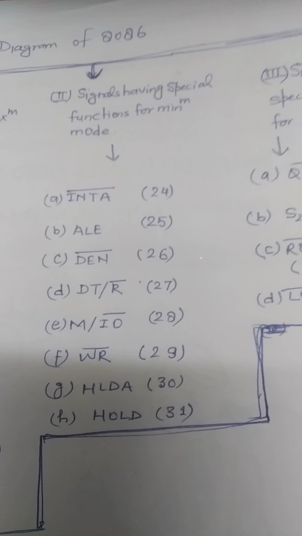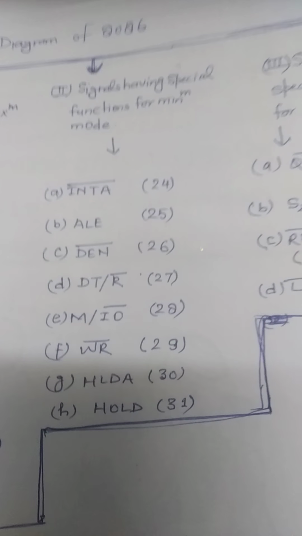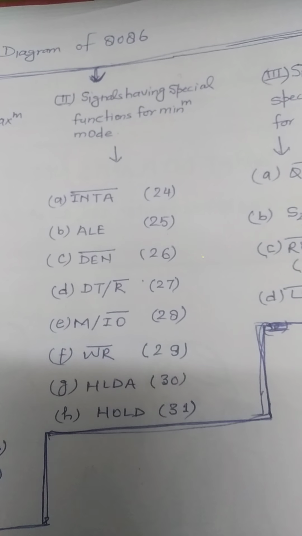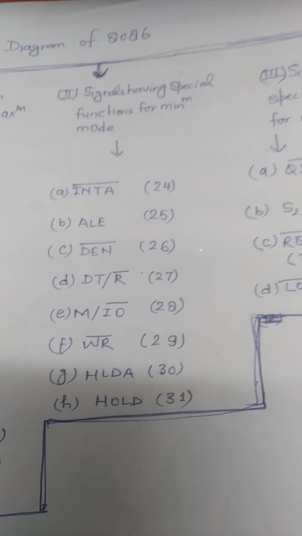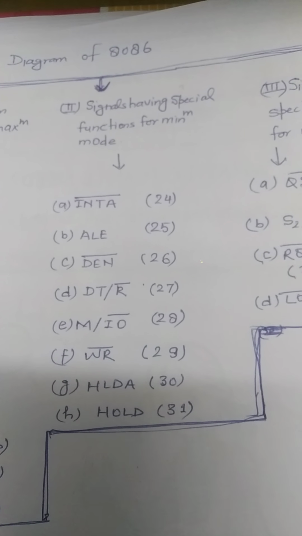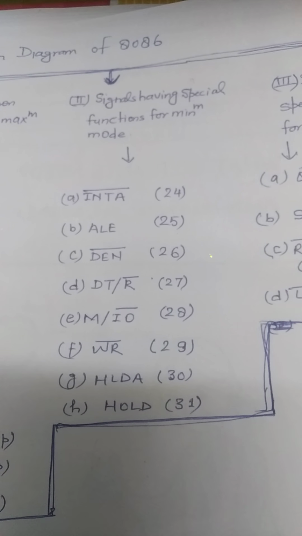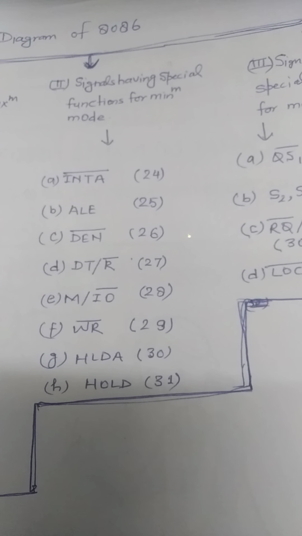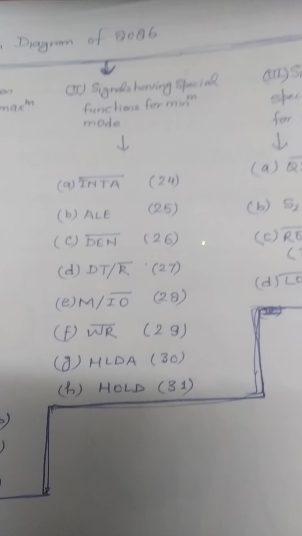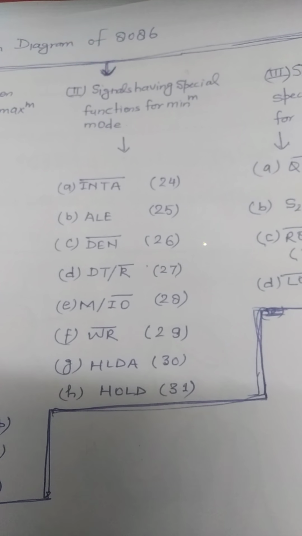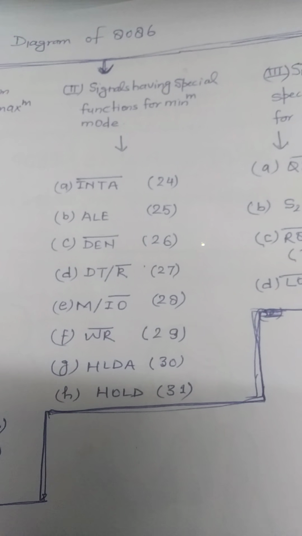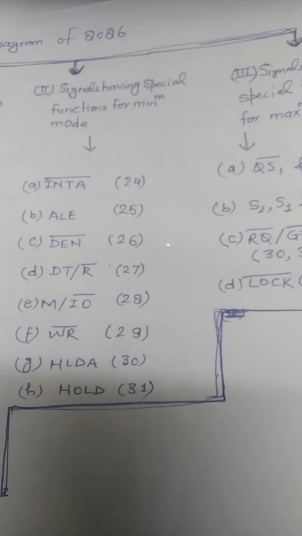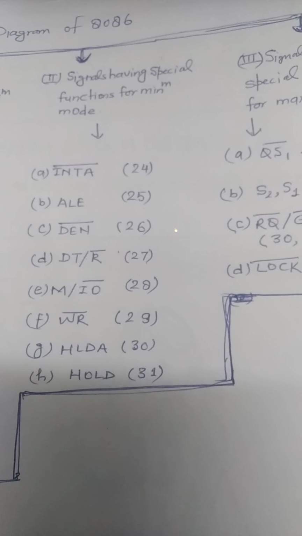Next is WR bar, that is write bar. It is an active low signal, and it is used to give the data from the microprocessor to the peripheral. Last two pins are HOLD and HLDA pins. The HOLD pin is used by the peripheral device to request the control of buses, and the HLDA pin is used to acknowledge that request. Hold request will be from the peripheral to the microprocessor, and HLDA is the acknowledgement signal given from the microprocessor to the peripheral.